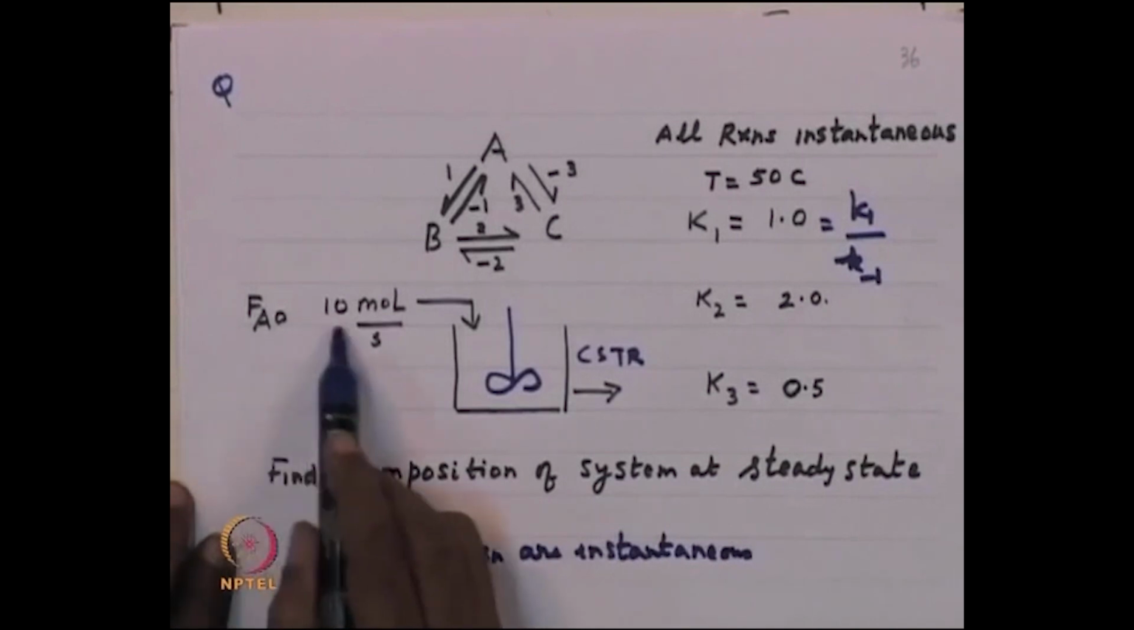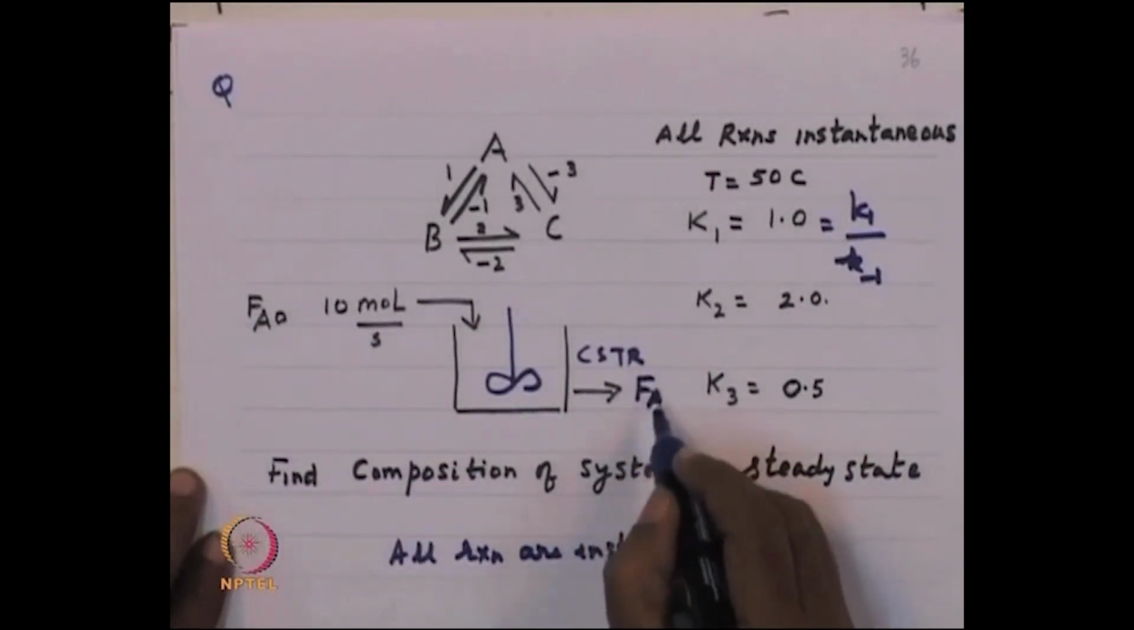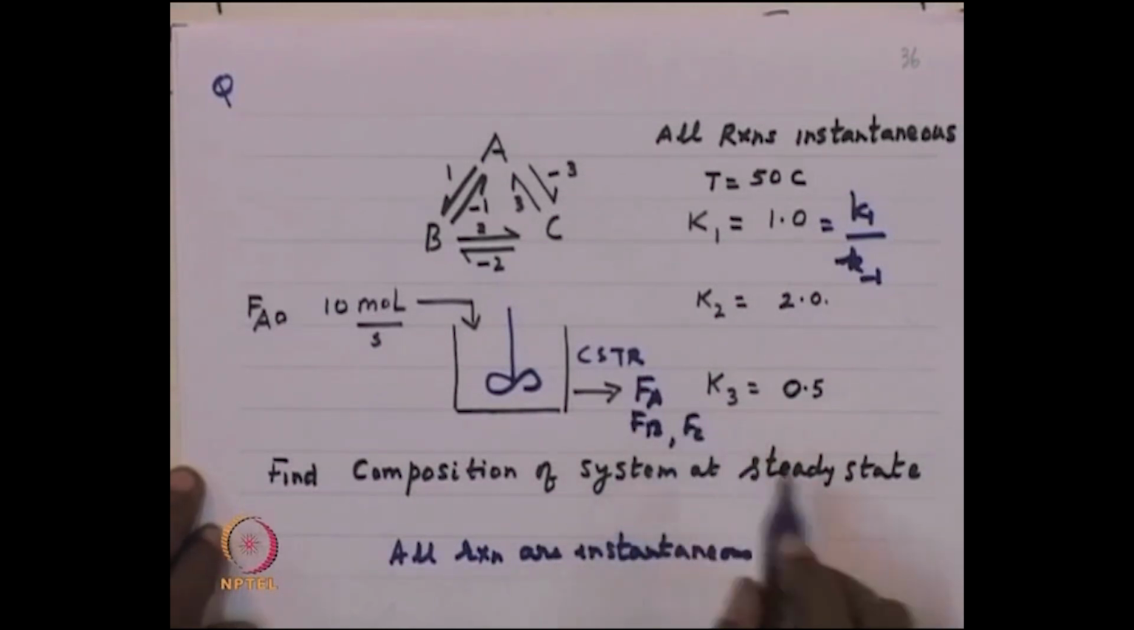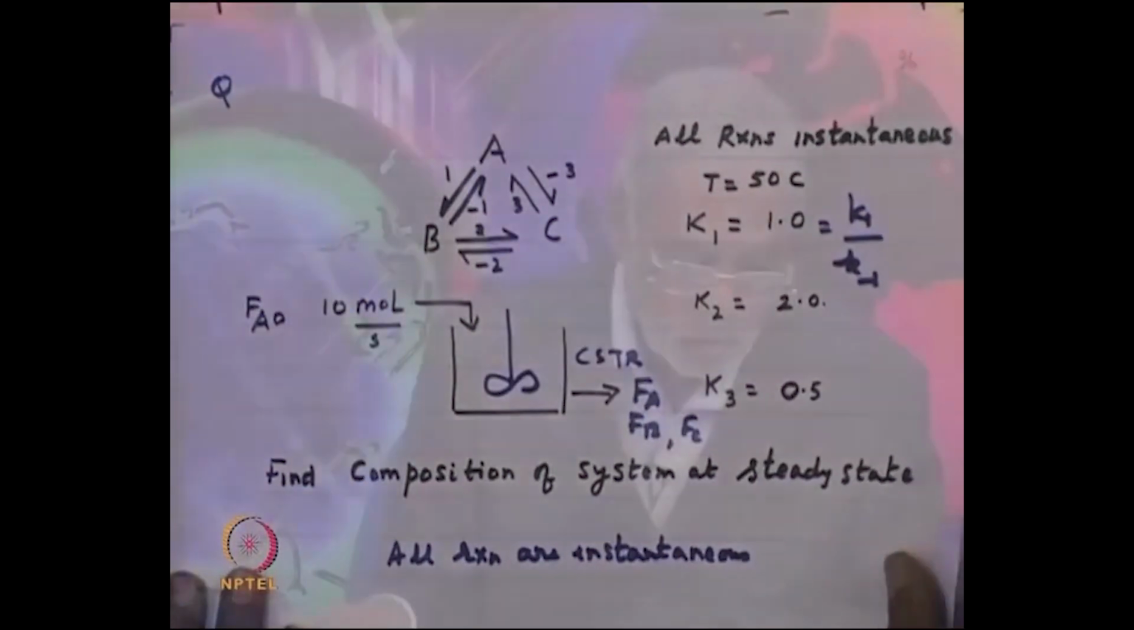And if A enters at this rate, what is the composition here? What is F A, F B and F C? This is what we want to calculate. Okay. And we want to use this procedure, plus we also want to use procedures which we think is common sense and see how best all these procedures come together. Now, to do this, what we normally do is the following.